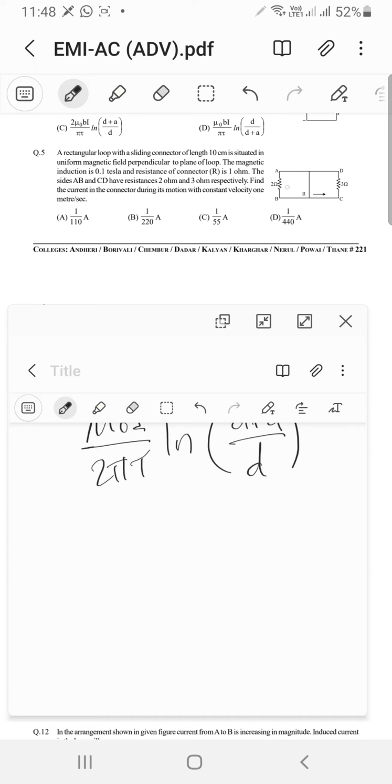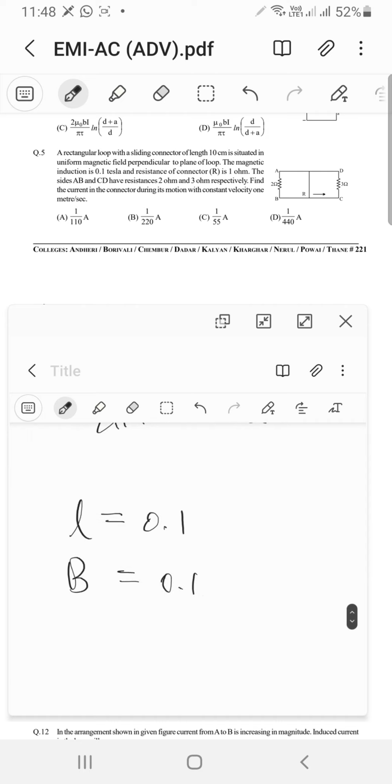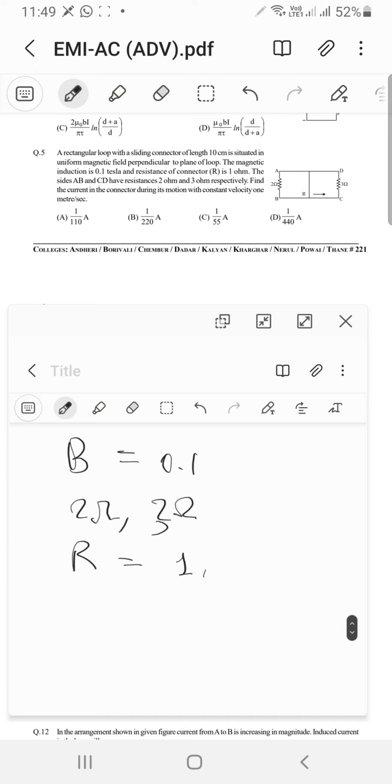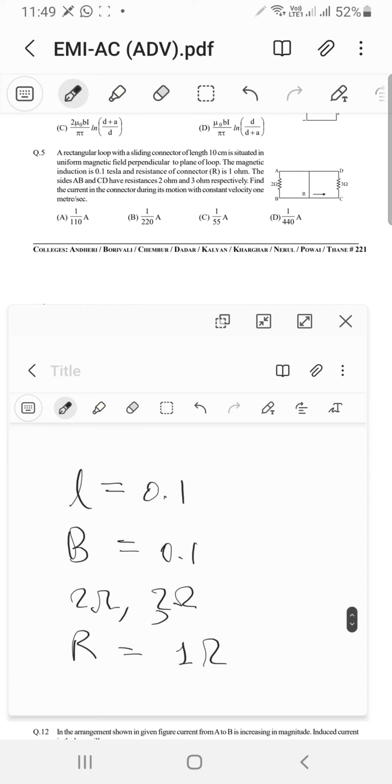So, you know what the flux change in this thing is going to be? It's just this length. We don't know what its length is. It's 10 centimeter. Okay, fine. Just write this down. Length is 10 centimeter, which is 0.1 in SI units. The magnetic induction, that's 0.1 in SI units. 2 ohm and 3 ohm, those are the resistors, right? Our R value is 1 ohm. Wait a second. Find the current.